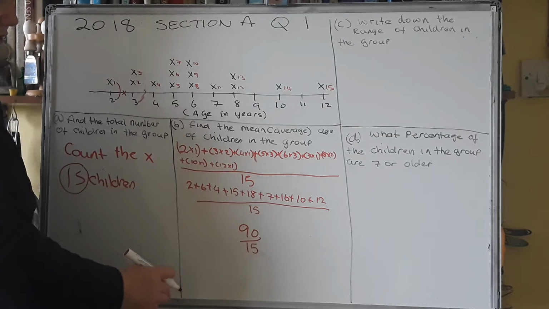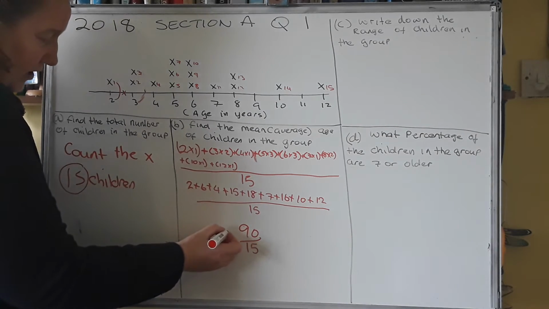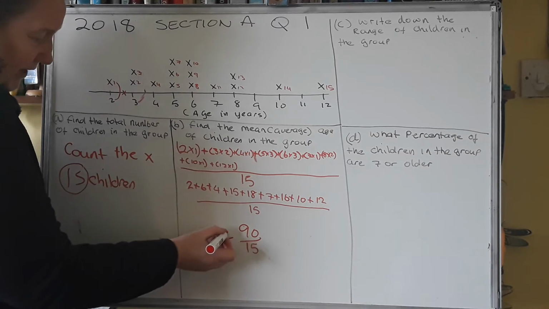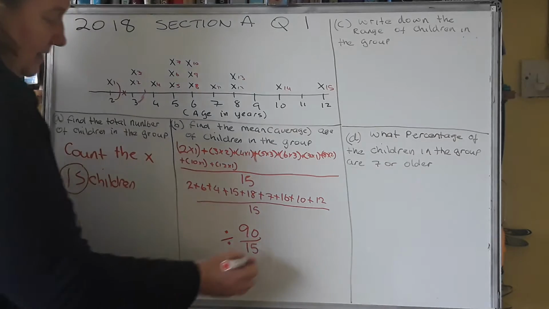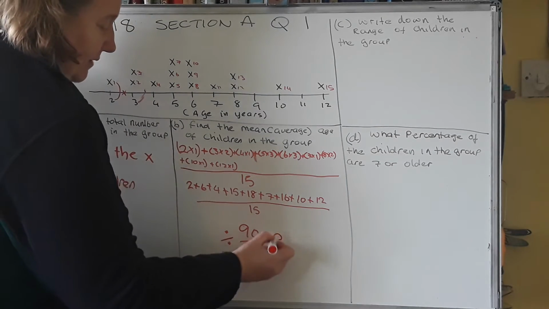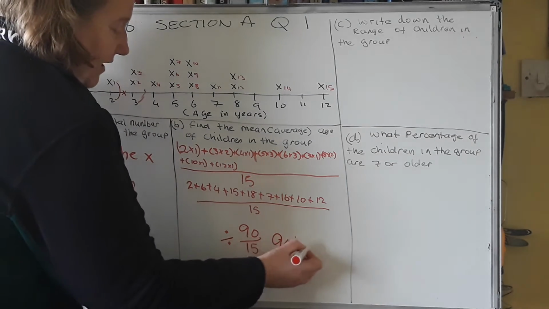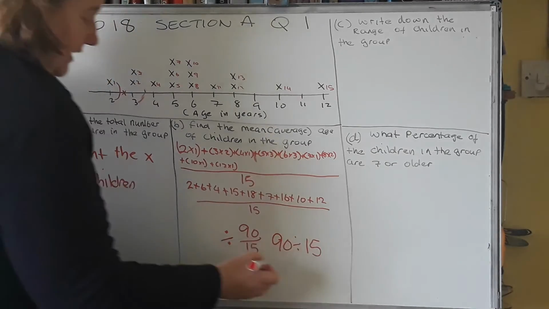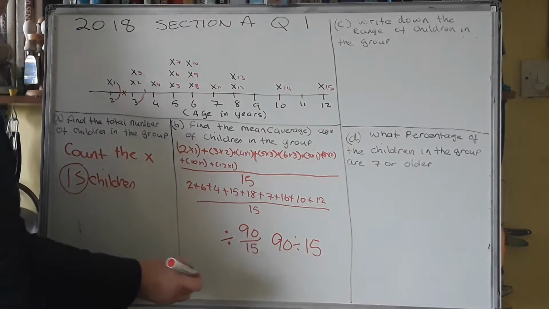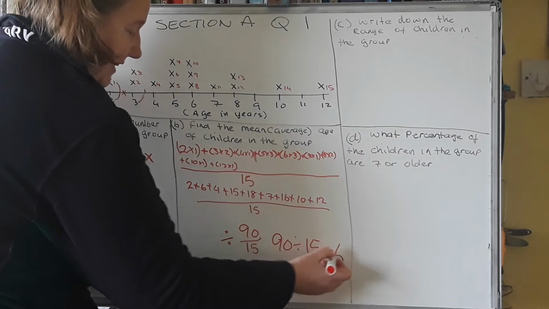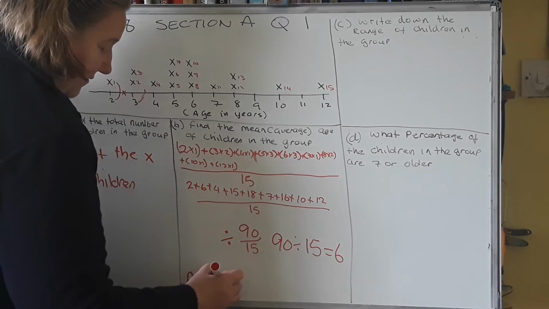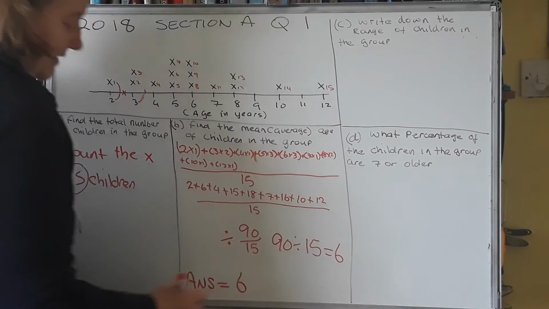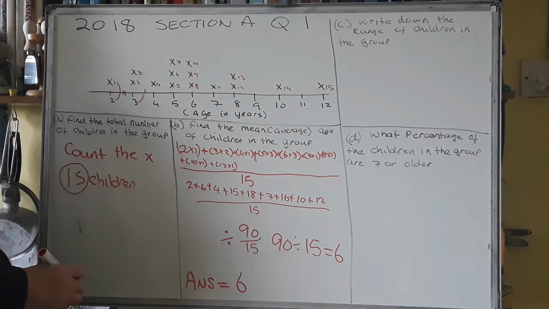And all a fraction means, if you look at it, it looks like a division sign. One number, a line, another number. So it just means divide. So 90 over 15 means 90 divided by 15. And when you do 90 divided by 15, you get 6. So the answer is the mean age is 6. That's the mean age of the children.